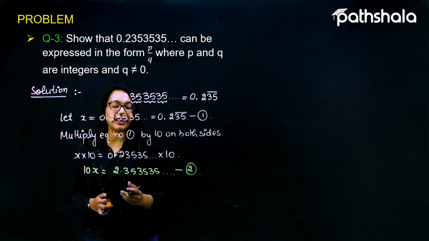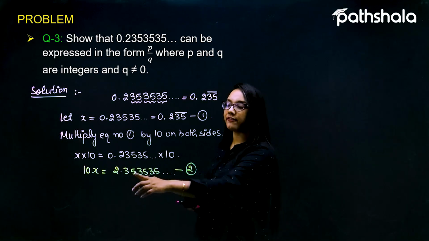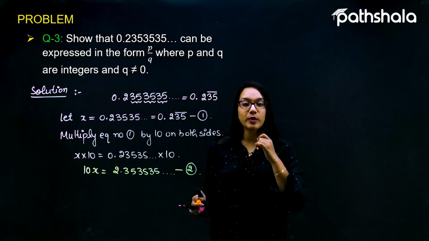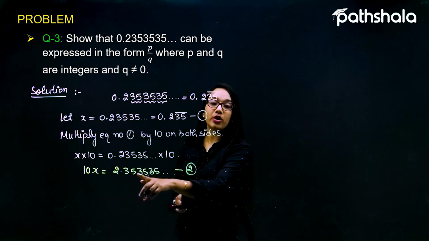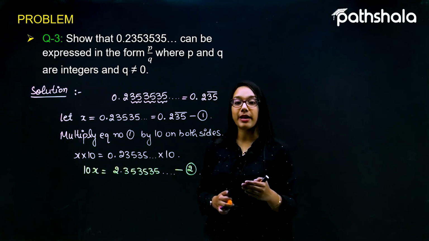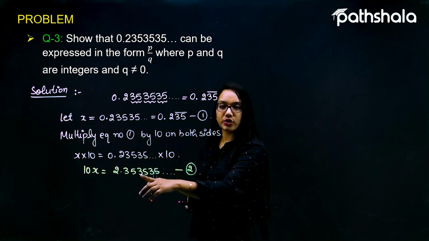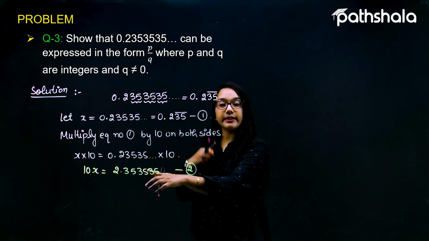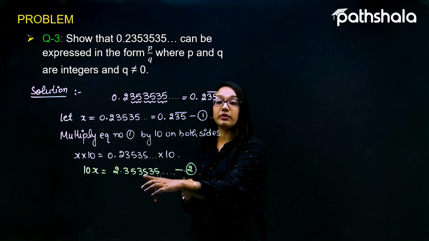Now the further step: as we know, in equation number 2 there are two numbers that are repeating itself, that is 3, 5. So now we will multiply this equation by 100, because we know from the earlier questions that whenever a string of digits is repeating itself, we multiply by a power of 10 accordingly. As there are two digits repeating here, we will multiply this equation by 100. If only one number was repeating after the decimal point, we would multiply the equation by 10.